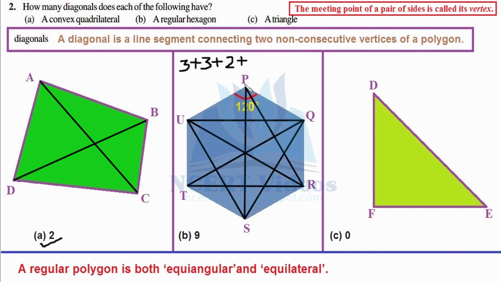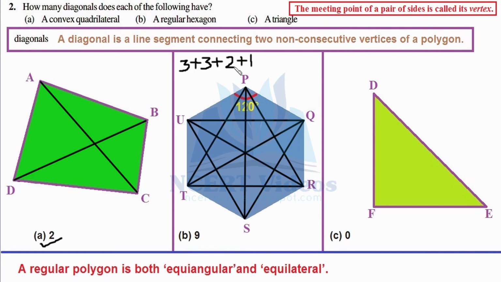So from vertex P, 2 are already drawn, and the only possible vertex to which we can draw a diagonal is from P to T, because we cannot construct from P to U and Q. That would be consecutive vertices. So let's draw the last one, that is from P to T like this. So we have drawn 1 more. No further diagonals can be drawn, that you can visualize very well. So we have constructed all diagonals, that is line segments connecting 2 non-consecutive vertices.